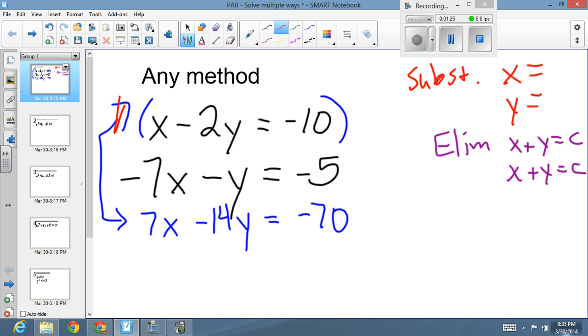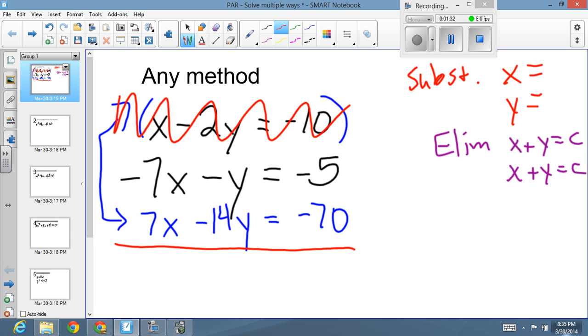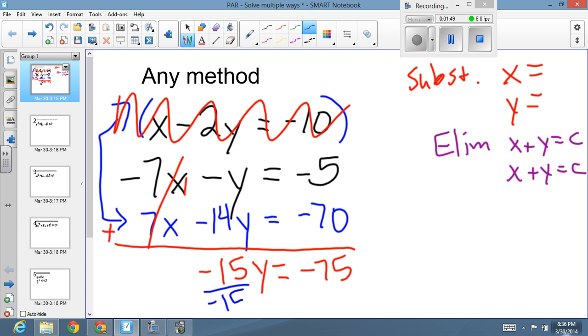So I'm going to kind of lightly scribble this one out. I'll leave it in case you want to go back to it. But now my equation becomes this. And I can do elimination because when I add down, these cancel. And now I just have negative 15y's, that's negative 1 minus 14. And over here I have negative 75. I divide each side by negative 15. And y equals 5.